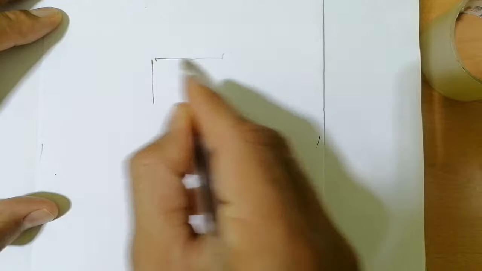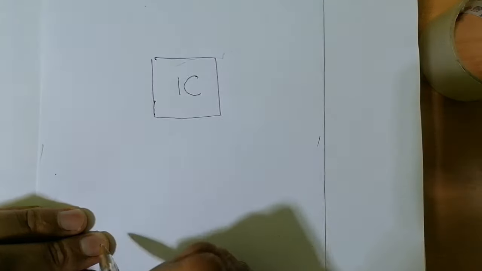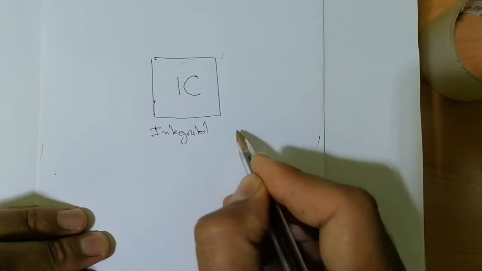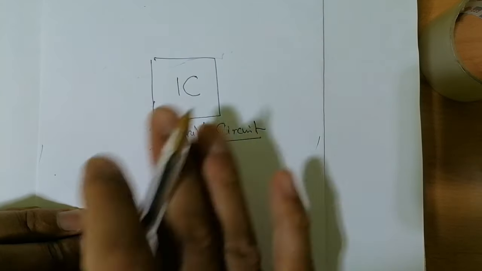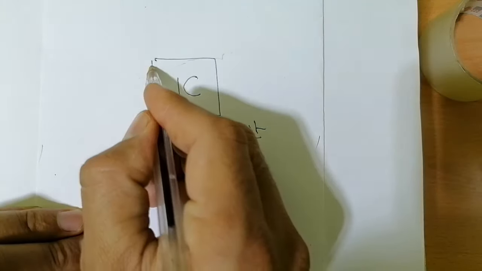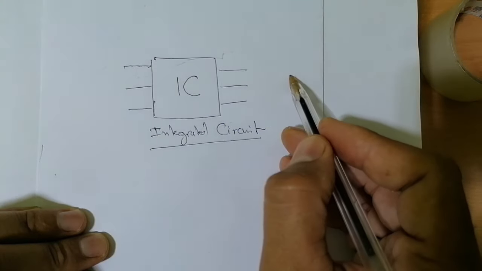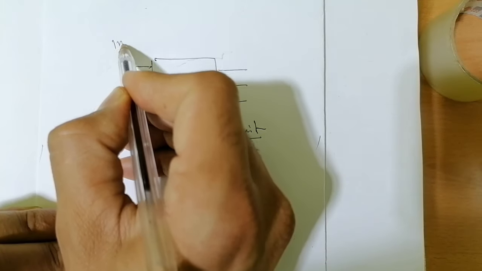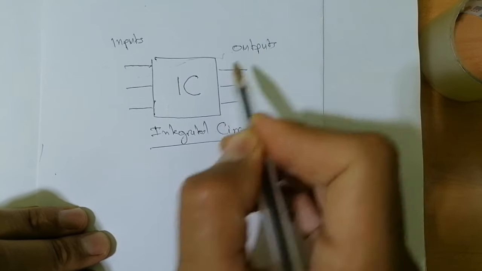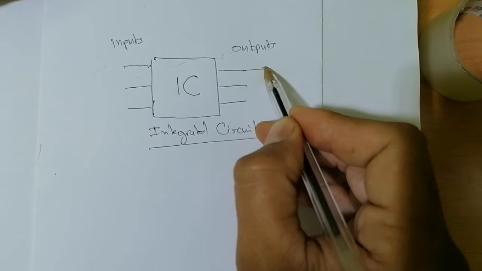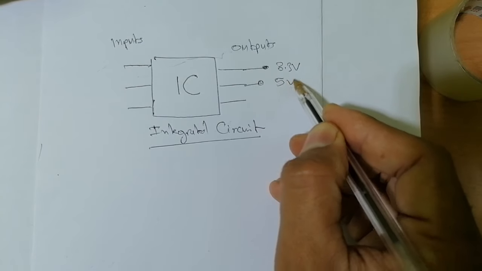So remember, guys, we have an IC. Okay, let's summarize a little bit. Here we have an IC, Integrated Circuit. This is for beginners. This IC has many pins, inputs and outputs. Here we have inputs, and over here we have outputs. The output, for example, will generate 3.3 volts, and also, for example, 5 volts.